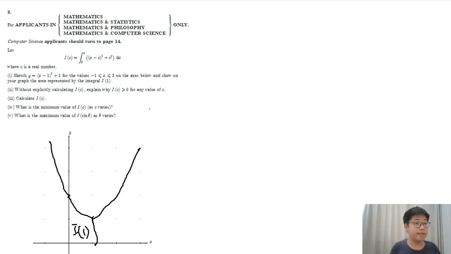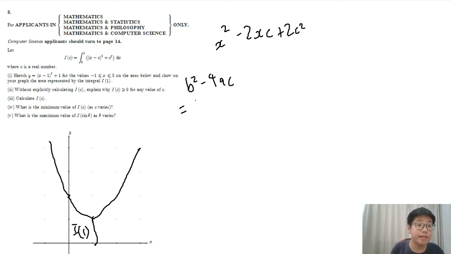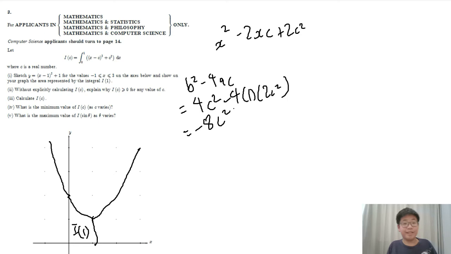And explain why IC is greater than or equal to 0. So this means that b squared minus 4ac, let's use our discriminant here, let's just expand out the quadratic first: x squared minus 2xc plus 2c squared. b squared minus 4ac equals 4c squared minus 8c squared equals minus 4c squared. Great, this means they are imaginary roots. So, since this is negative for all c, this means that there is no solution.